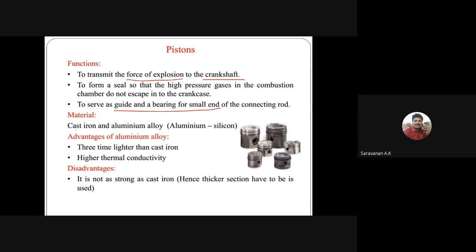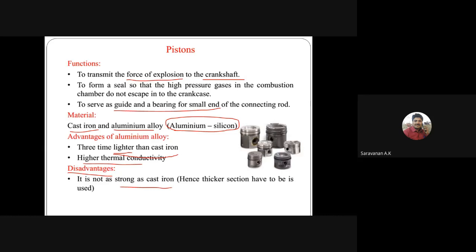It is made of cast iron or aluminum alloy. Here the aluminum alloy is an aluminum and silicon composition. Why do we use aluminum alloy? Generally aluminum is a low weight material, so it is lighter than cast iron, and it has a higher thermal conductivity. It also has some disadvantages: because the aluminum is lighter, the strength also reduces.